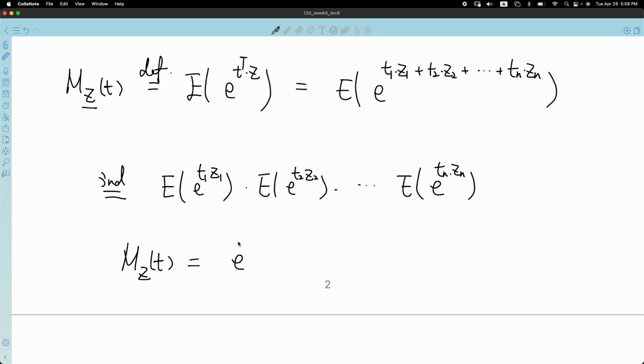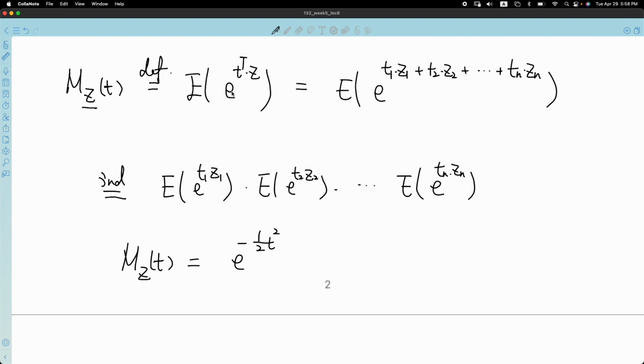E raised to the power of negative... Okay, so let me write it. Yeah, so 1/2 t squared. Is that what you mean? Yeah. Okay, so I'll put the 1/2 in the front.